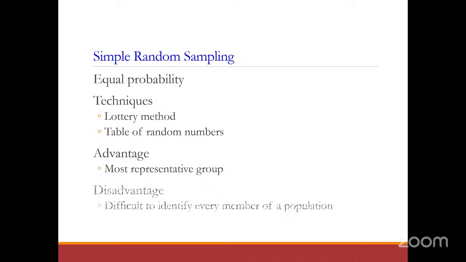This is simple random sampling. Basically, what happens in simple random sampling? Everyone has a similar probability of being included in the sample. Suppose we want to study the average height of class 5 students in a school.